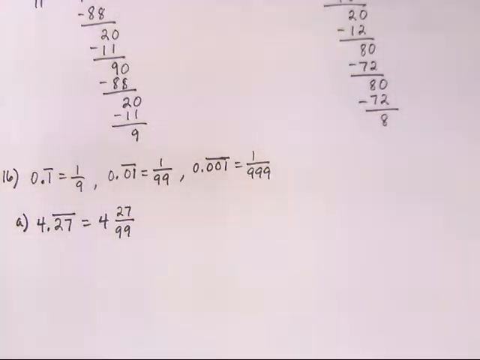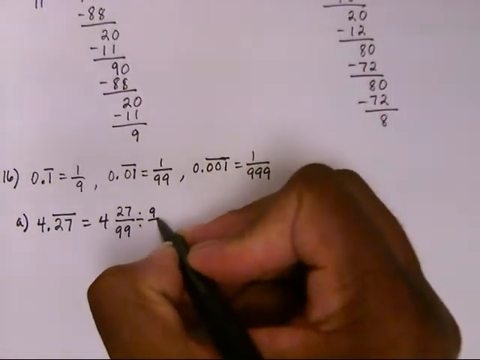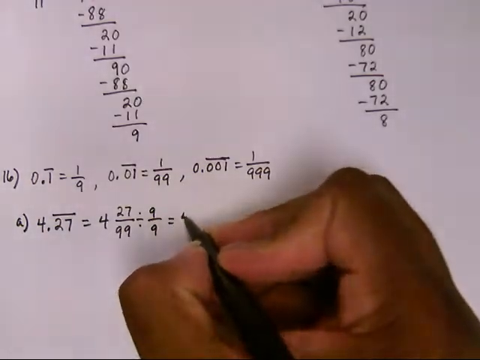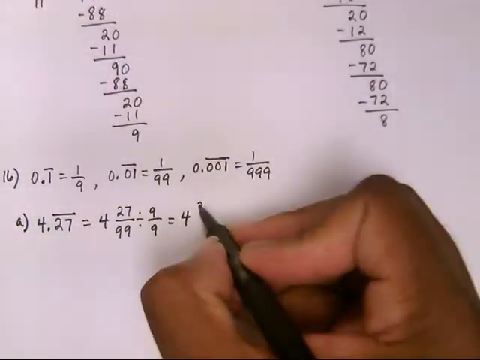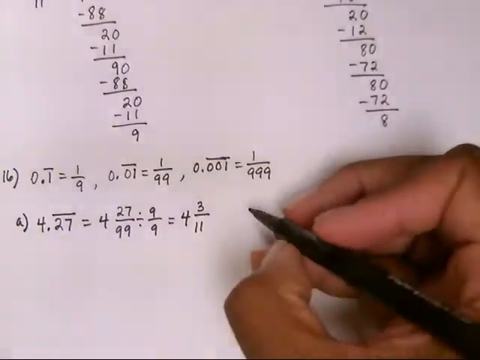So it'll be 4 and 27 over 99, which can be reduced by dividing the numerator and the denominator by 9. So it'll be 4 and 3/11. And we can just leave it as a mixed number, 4 and 3/11.